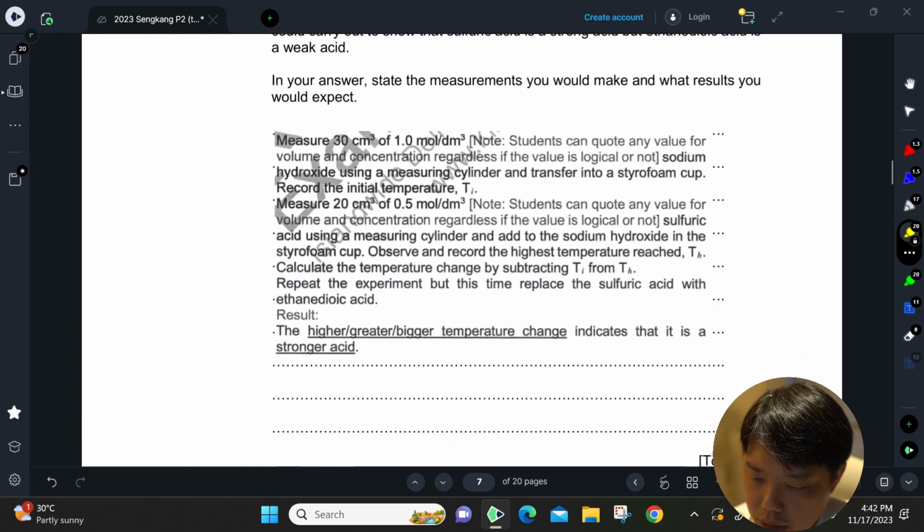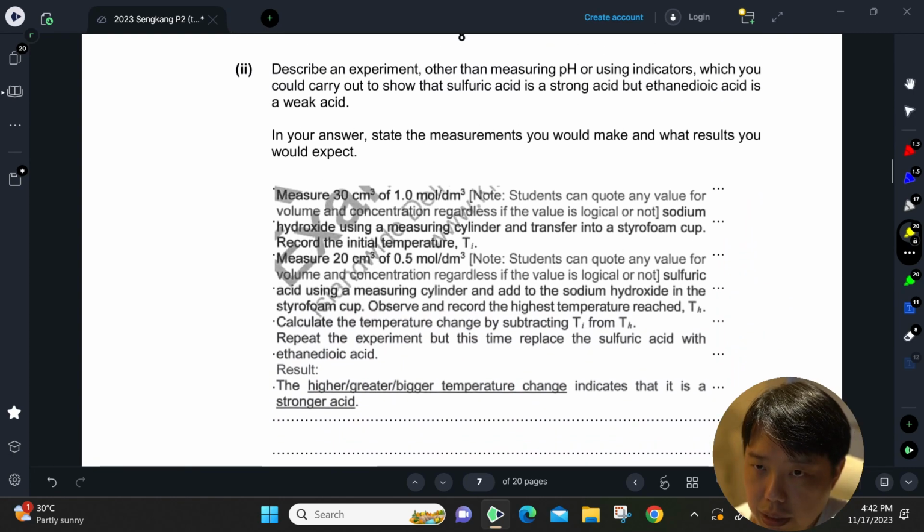Part 2 wants you to describe an experiment, other than measuring pH or using indicators, that you can carry out to show sulfuric acid is a strong acid and ethanedioic acid is a weak acid. So basically what you can do is measure out 30 cm cube, or any volume and concentration, of sodium hydroxide, then record the initial temperature.